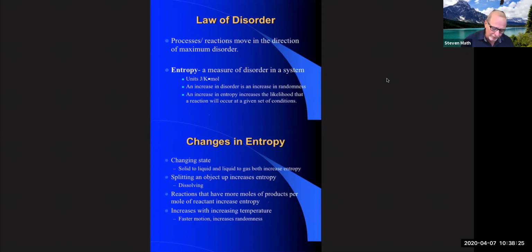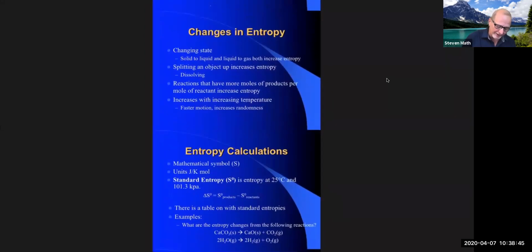An increase in disorder means an increase in randomness. The way we would think about that chemically is splitting things up, turning liquids and solids into gases, that sort of thing. An increase in entropy increases the likelihood that the reaction will occur at a given set of conditions. So changes in entropy, I've already alluded to this. These are changes in state, solids and liquids splitting into gas. That's increasing S. Splitting an object up, dissolving it. And then reactions having more, so increasing.